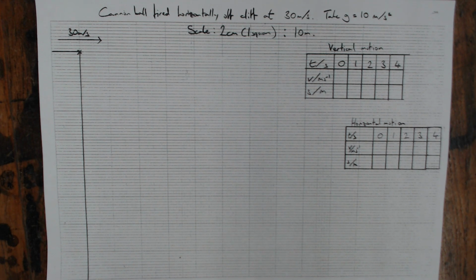Now this is physics world, so we're going to simplify. We're going to ignore air resistance, and we're going to analyze the path of the cannonball and its motion as it falls. The interesting thing about projectile motion is that you can analyze the vertical motion and the horizontal motion completely separately.